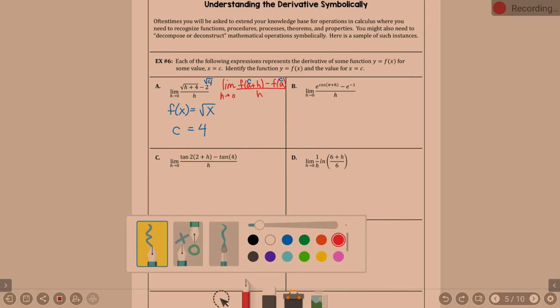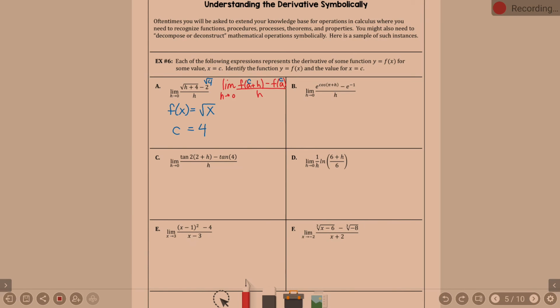I'm going to start off in the next one. Have you identified in your head which limit form this is? The same one as the last one. This again is the limit as h approaches 0 of f of a plus h minus f of a all over h. And whether you see x plus h, a plus h, c plus h, it doesn't matter what letter they put in there. It's the same idea.